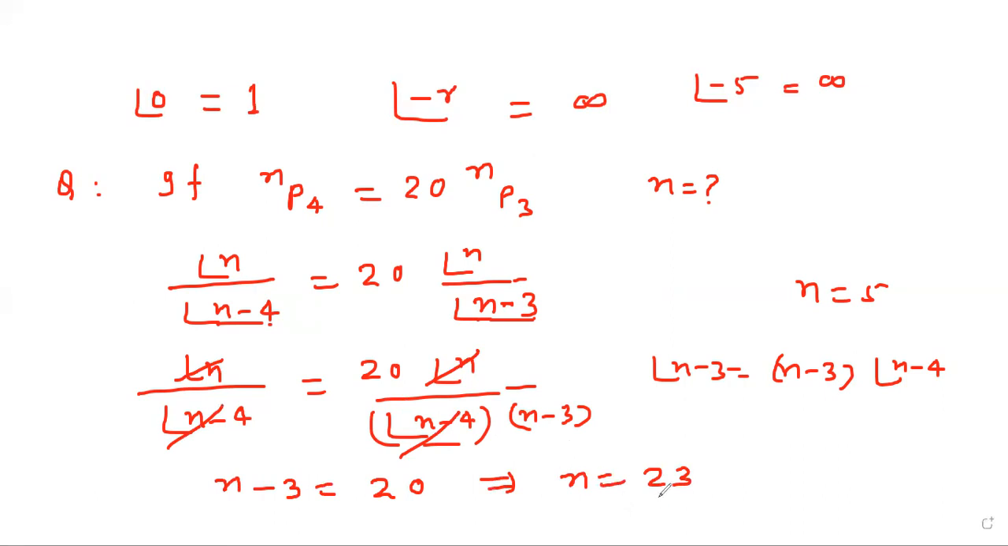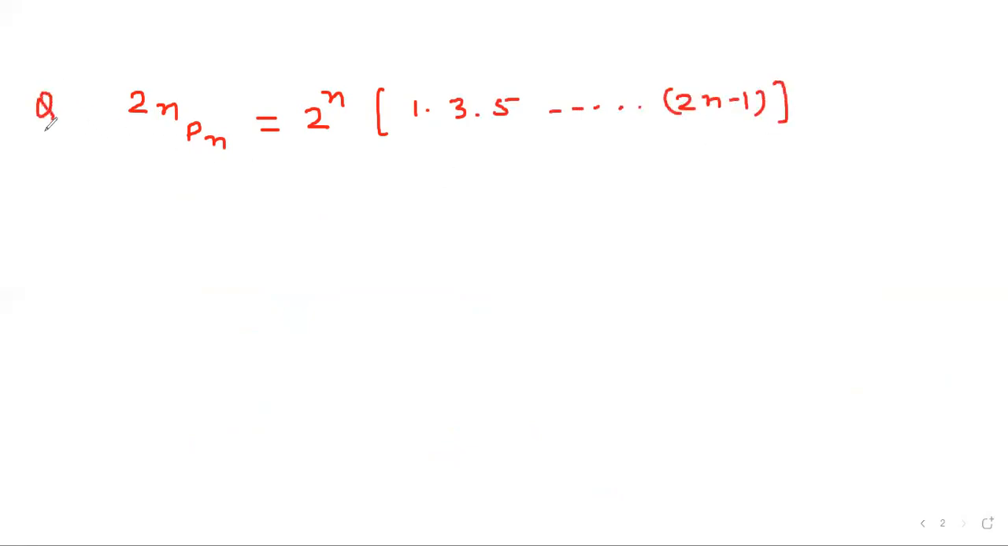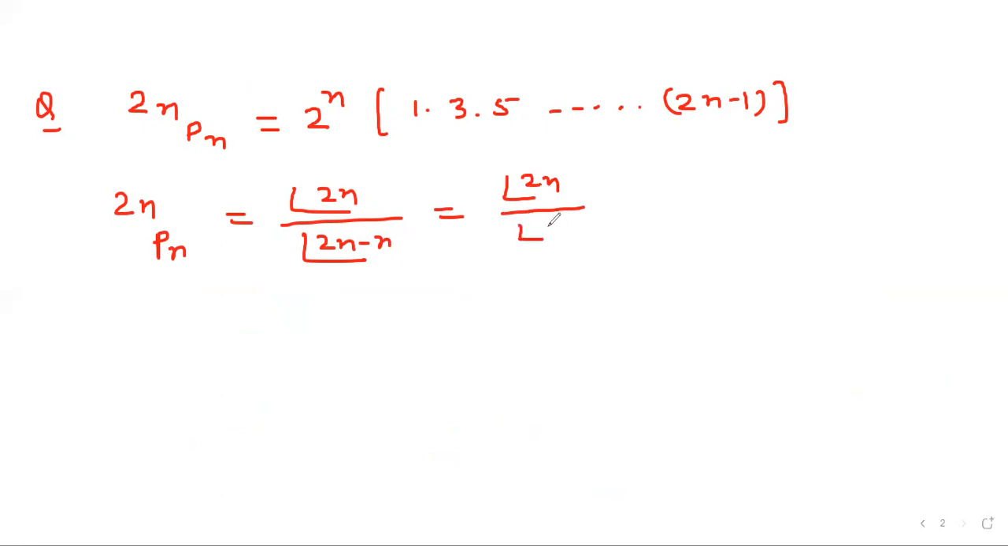Now we can take another example. Suppose we are given 2nPn and it is to be proved as 2 power n, then 1, 3, 5, dot, dot, dot, 2n minus 1. Let's see how. So we consider LHS 2nPn. It can be written as factorial 2n divided by factorial 2n minus n, that is factorial 2n divided by factorial n.